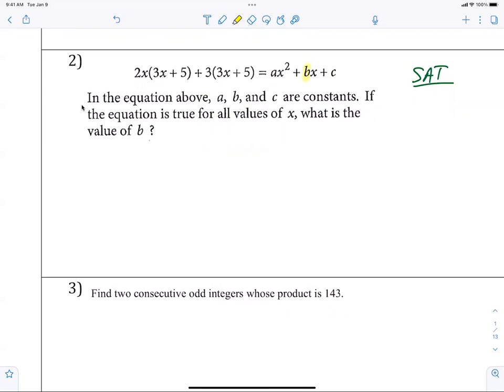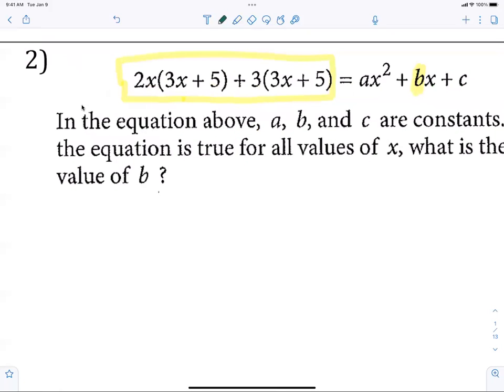And what is B? B is the number in front of the what? X. That's it. If they ask for A, I'd be looking for the number in front of the x squared. And if I was finding C, I would just be looking for the constant. Remember, constant is just a number without the variable. So I'm looking for the number in front of the x after I simplify all of this. That's my objective. So if I'm going to simplify, the first thing I probably should do is do what here?